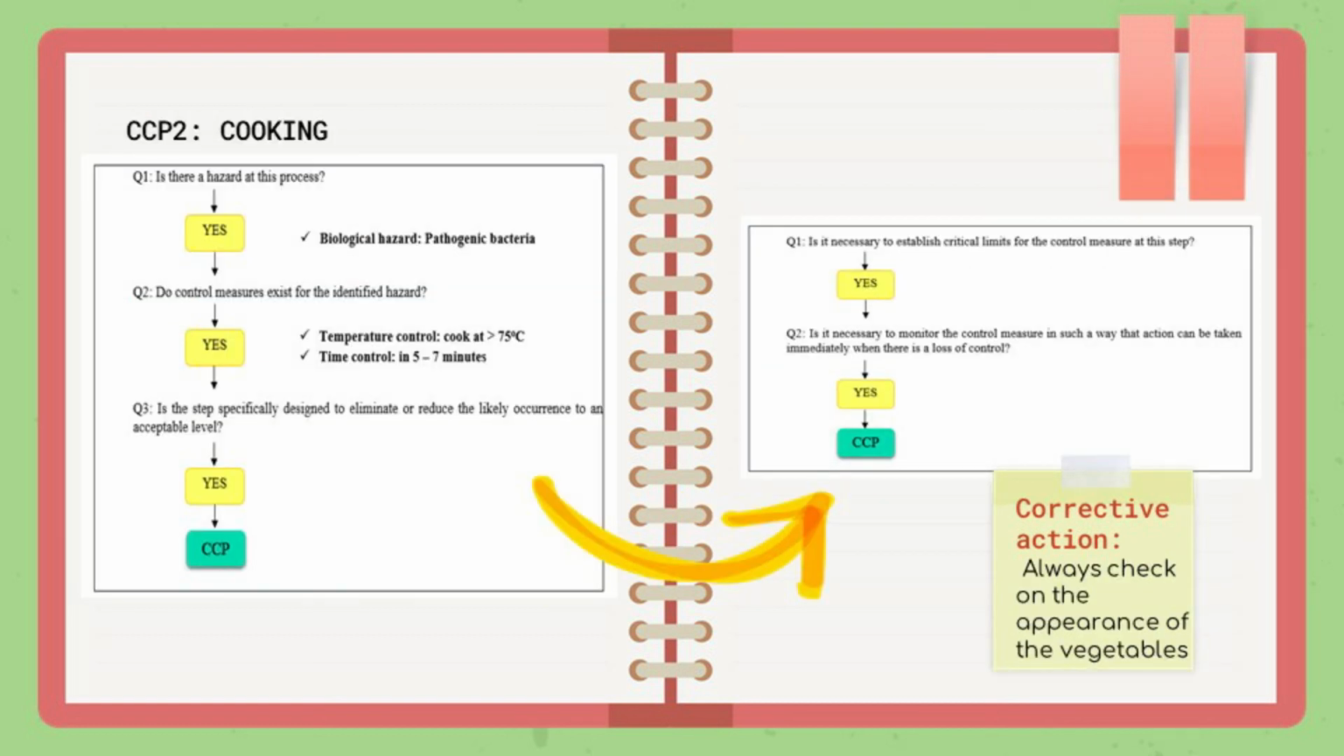Cooking is for CCP2. The vegetables used, which are carrot, cauliflower, broccoli, and baby corn, must be cooked properly to avoid pathogenic bacterial growth. However, it should not be overcooked. Keep the pan with oil at temperature between 177 degrees Celsius and 200 degrees Celsius. Cook the vegetables in 5 to 7 minutes. The appearance of the vegetables is one of the determinants whether the vegetables are overcooked or not.